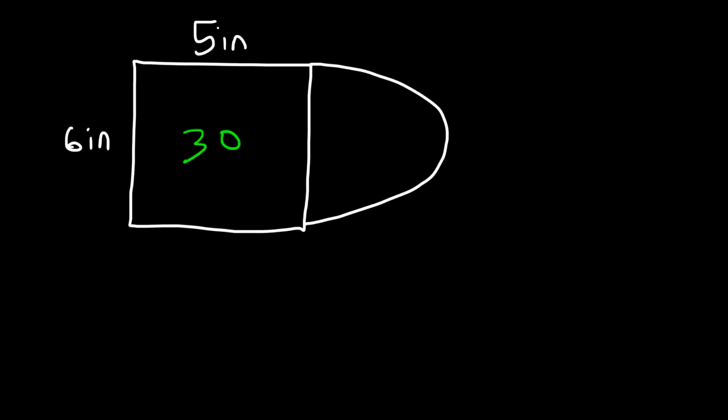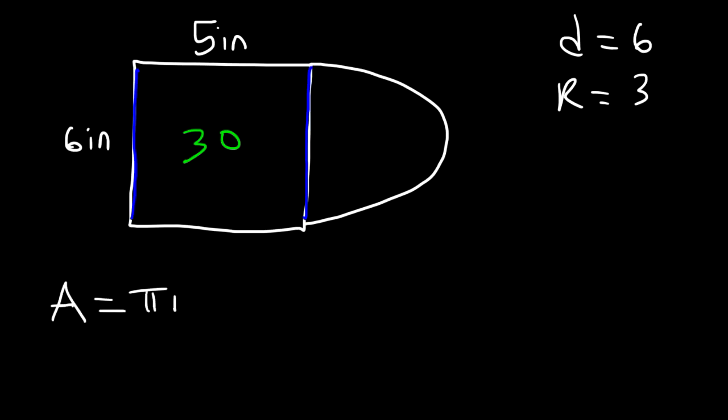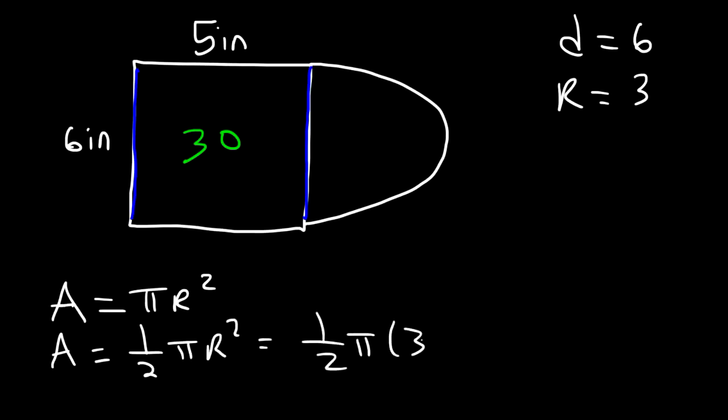Now what about the area of a semicircle? Notice that we have the diameter of the semicircle. The diameter is 6 inches long. So if the diameter is 6, the radius is half of that. Half of 6 is 3. Now the area of a complete circle is pi r squared. The area of a semicircle, or half of a circle, is 1/2 pi r squared. So it's going to be 1/2 pi times 3 squared. Where 3 squared is 9, half of 9 is 4.5.